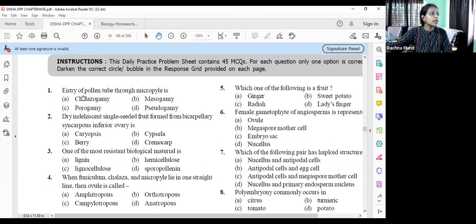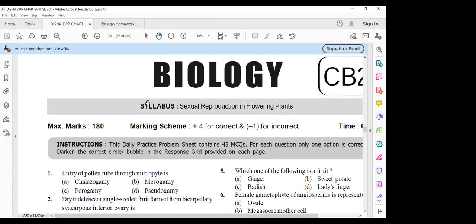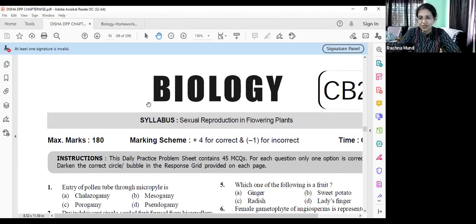First question. The entry of pollen tube through micropyle is chalazogamy, mesogamy, porogamy, pseudogamy. What do you understand? Ma'am, chalazogamy. Okay, you're saying chalazogamy. First define chalazogamy then.